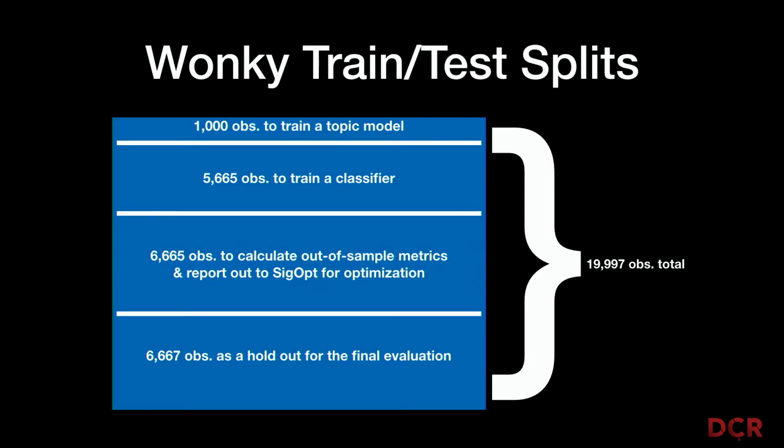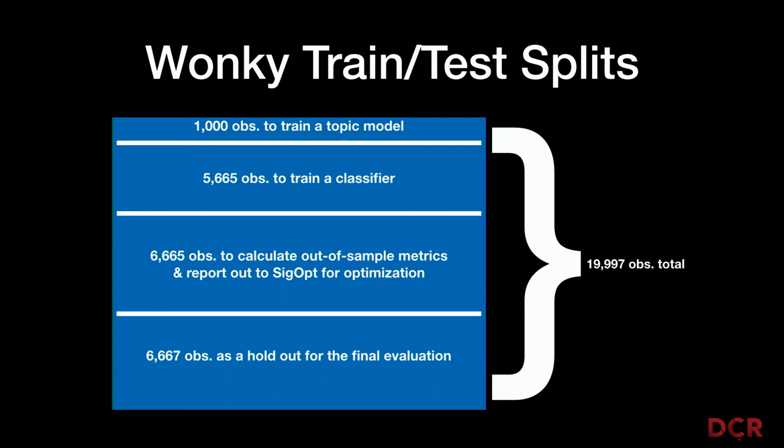But because of the scalability issues of LDA, or at least the Gibbs sampler that I wrote, and using SigOpt, I ended up with some pretty wonky training and test splits. So I split the data set into thirds at first. So you have your training set, then you have your validation set, and then finally you have this test set.